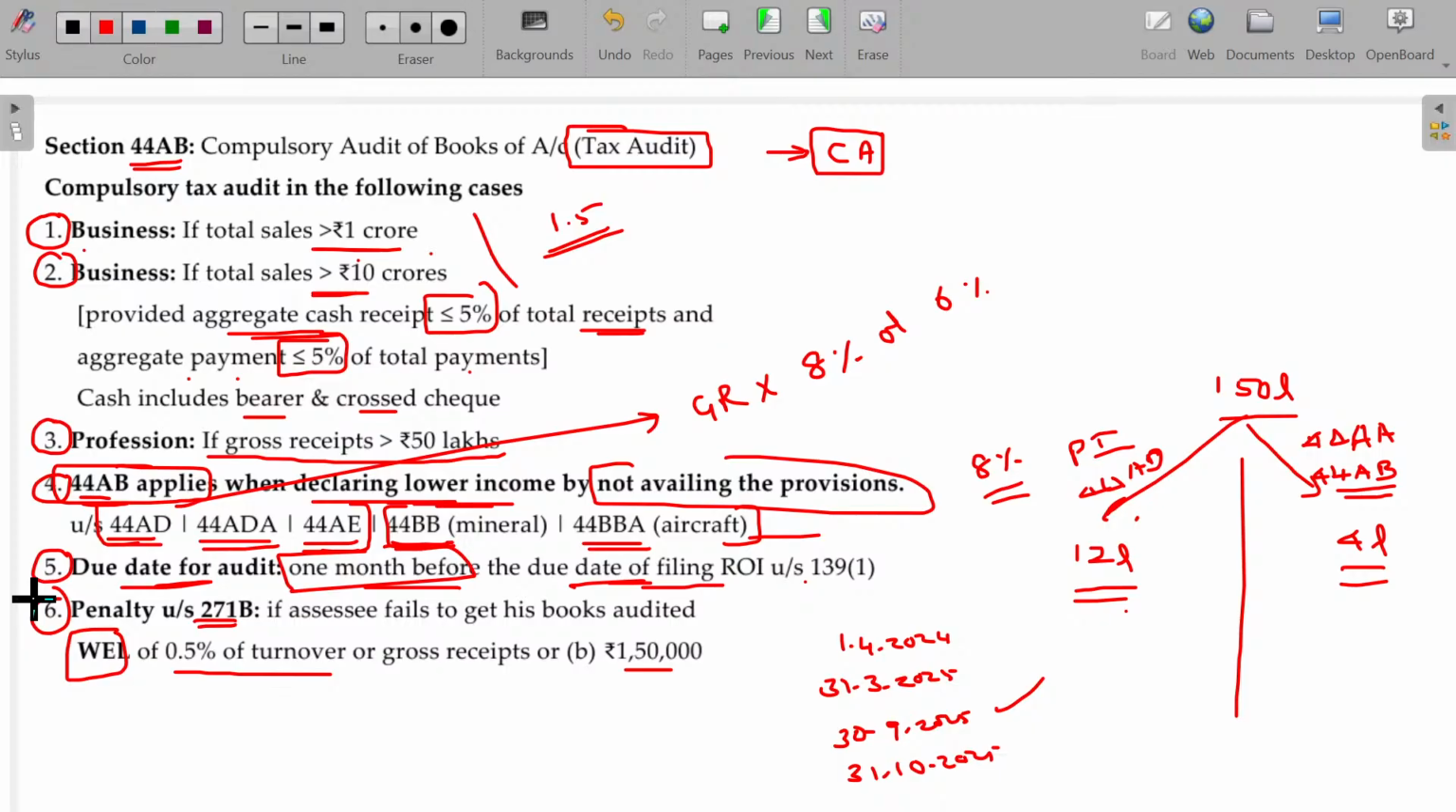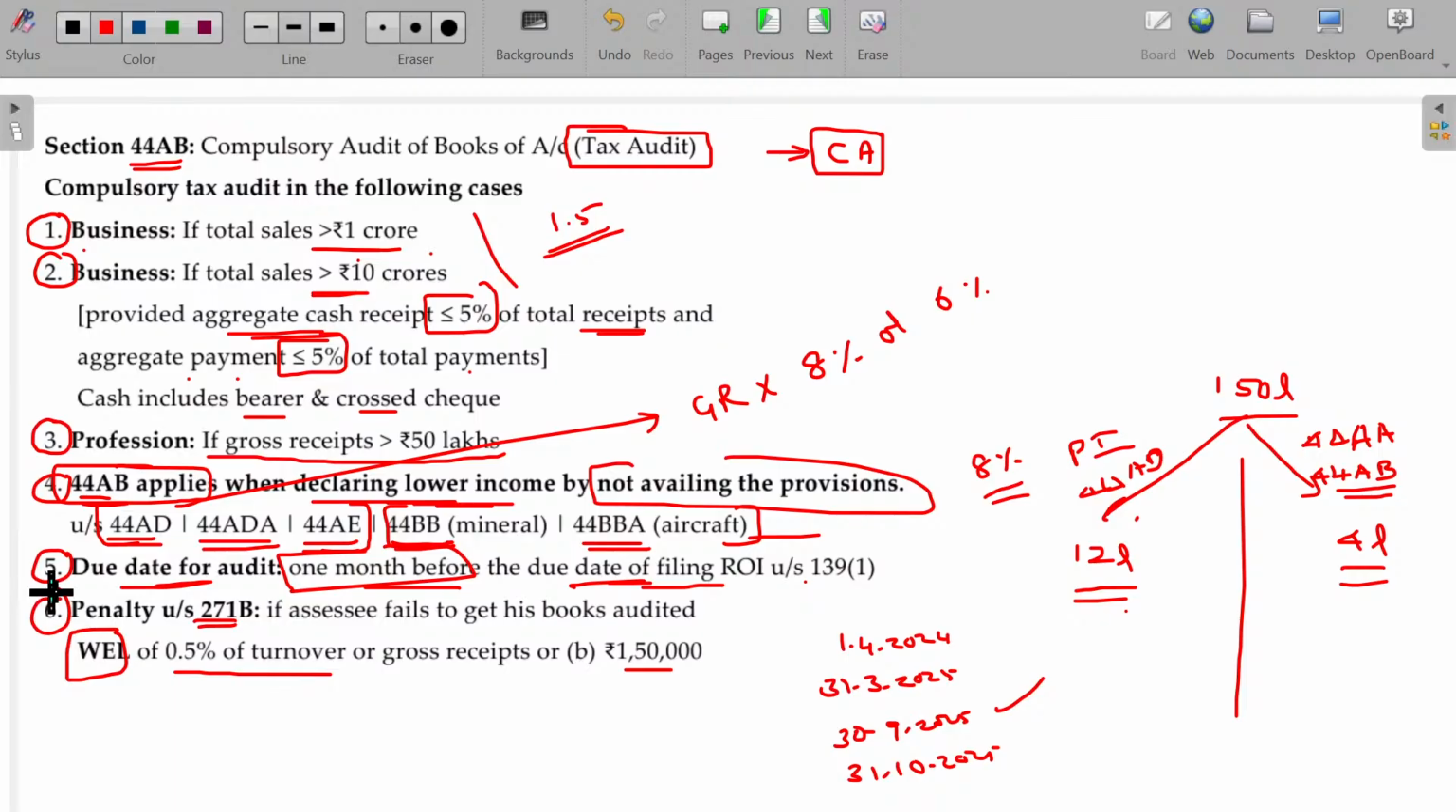Then requires no audit up to 10 crores. And in case of professional, 50 lakhs is the limit. And in case of section 44AD, 44ADA and 44AE, there is one more limit. To that extent of limit, you need not get your books of accounts audited, provided you want to show lesser income, then you have to get the books of accounts audited after maintaining the books of accounts under section 44AA.